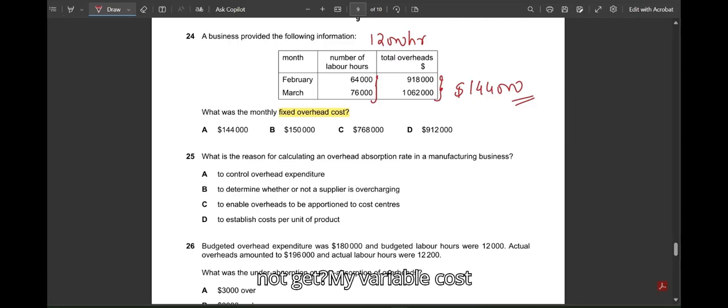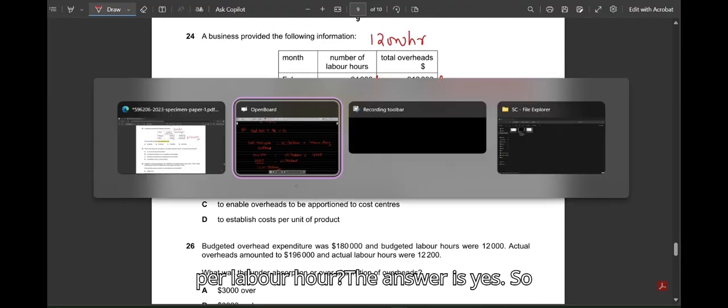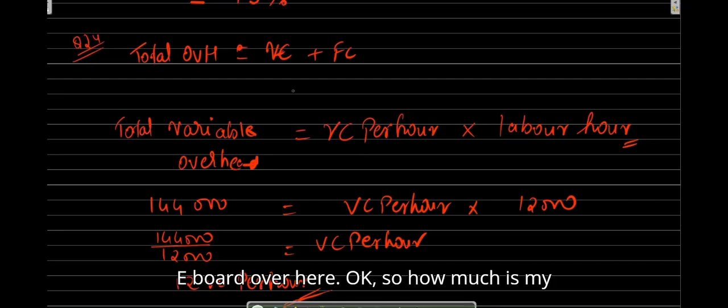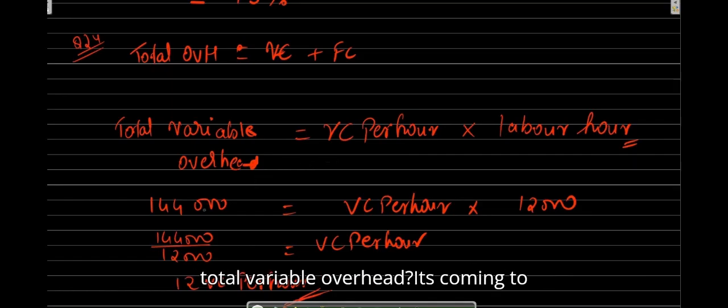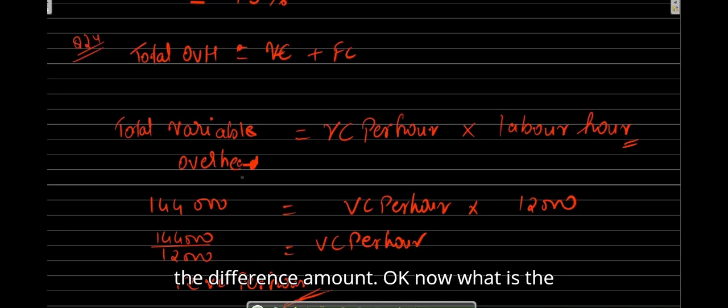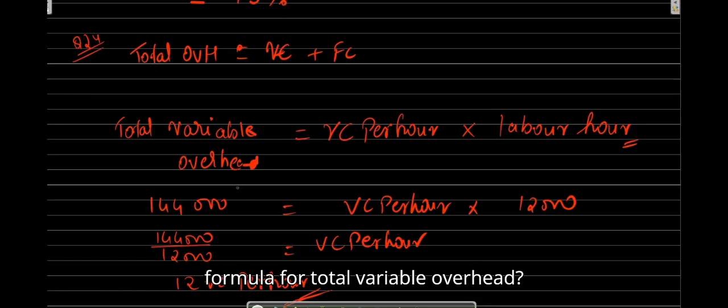will I not get my variable cost per labor hour? The answer is yes. So we'll just see my e-board over here. How much is my total variable overhead? It's coming to 1 lakh 44,000. I just showed you, this is just the difference amount. Now what is the formula for total variable overhead? Variable overhead per labor hour, per hour into labor hours.